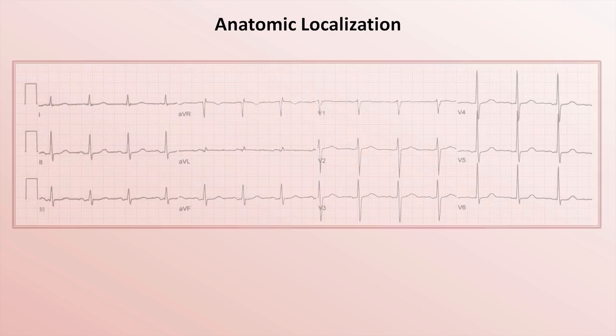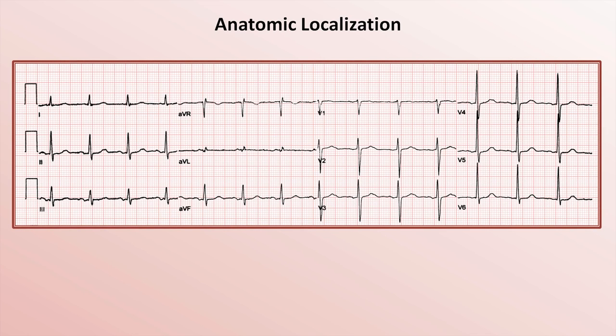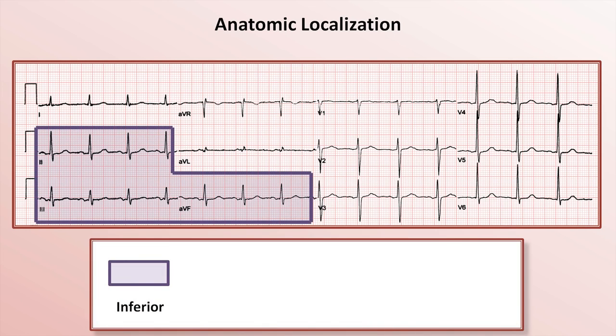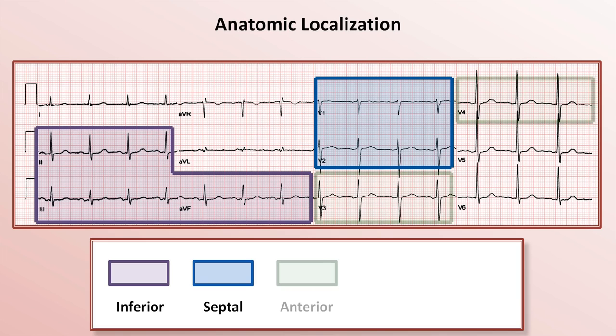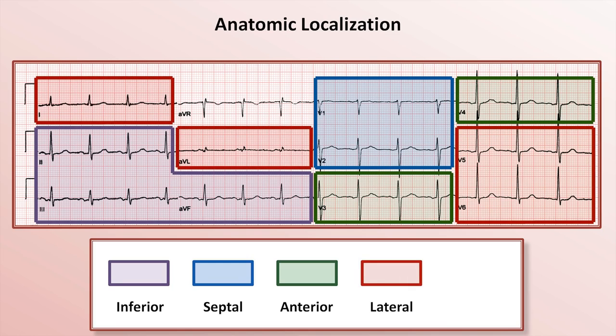To understand how to connect an EKG tracing to anatomic localization, I'll need to also review those lead groupings. As discussed in one of the earliest videos in this course, the 12 EKG leads are frequently placed into groups based on their ability to identify pathology in certain parts of the heart. For example, leads 2, 3, and AVF are the inferior leads, V1 and V2 are the septal leads, V3 and V4 are the anterior leads, and V5, V6, 1, and AVL are the lateral leads.